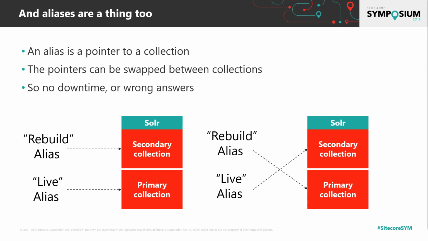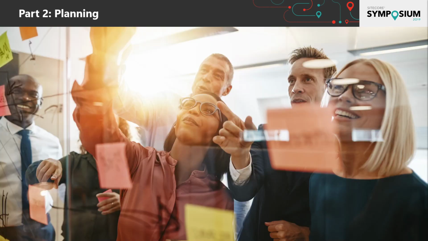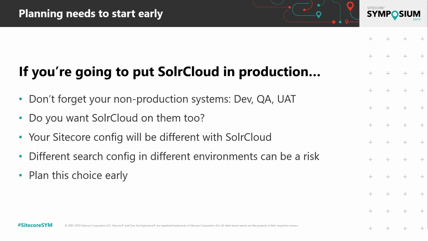So there's some background to all of this. So what do we need to plan before we get started? Well, there's hardware to consider, but let's start with something I've seen a few projects forget. You want Solr Cloud on production? Think about your other environments. Solr Cloud and Switch on Rebuild require slightly different Sitecore config, so you get better testing if those changes are everywhere. As we'll see, there's more complexity in Solr Cloud. So plan for the effort of having Solr Cloud in more places or for managing those config differences properly.